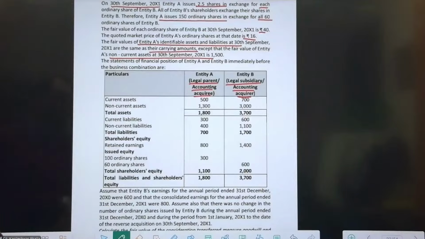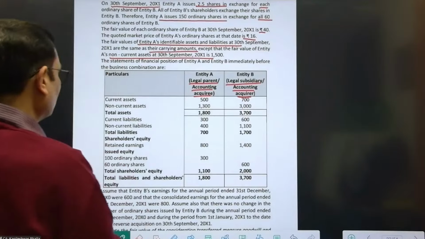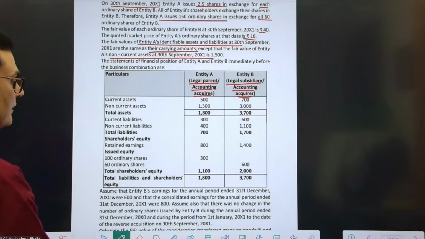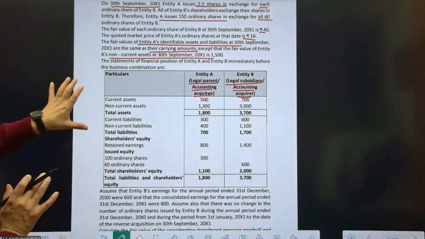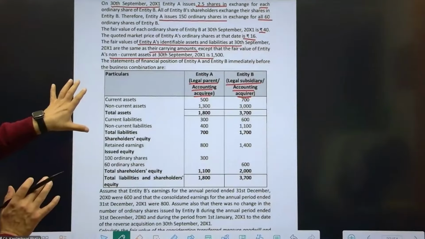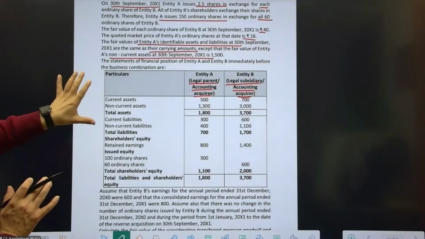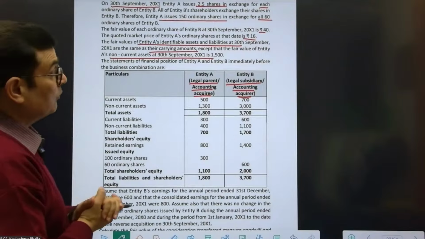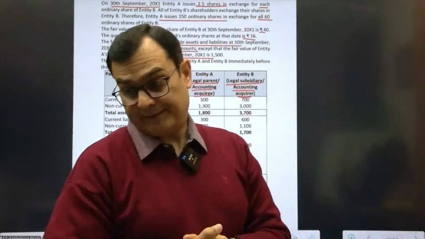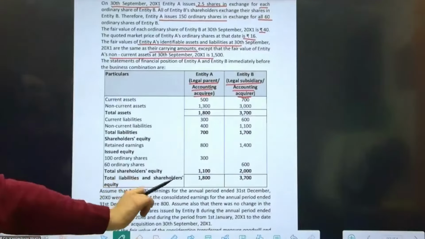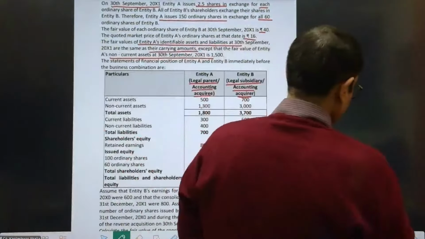Then he says assume that entity B's earnings for the annual period is 600 and the consolidated is so and so. That's all about EPS. So I am more concerned now with looking at the balance sheet of the company. There is a consolidated balance sheet on the date of acquisition. So let's begin with the inputs in this case. Now, my first question to you: do I need to prove that it is a reverse acquisition, or can I directly accept the fact? We need to prove it. And why do we need to prove this?